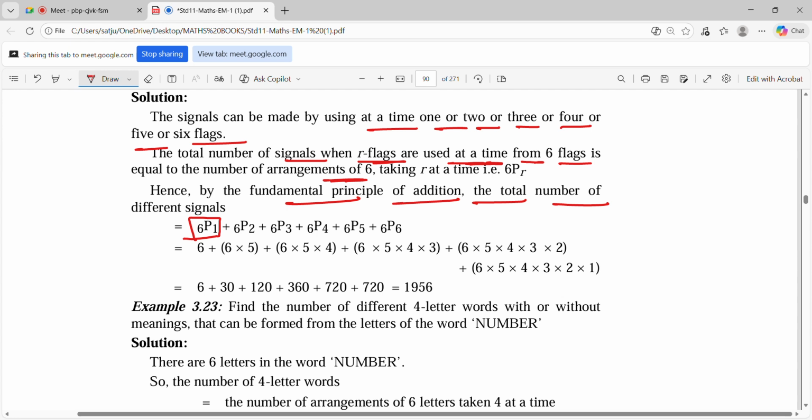6P1 can be written as 6, 6P2 can be written as 6 into 5, 6P3 can be written as 6 into 5 into 4, 6P4 can be written as, from 6 you have to move 4 places, 6P5 you have to move 5 places, 6P6 means you have to move 6 places. At least remember the answer, 1956. Important question. Okay, shall I move to the next?